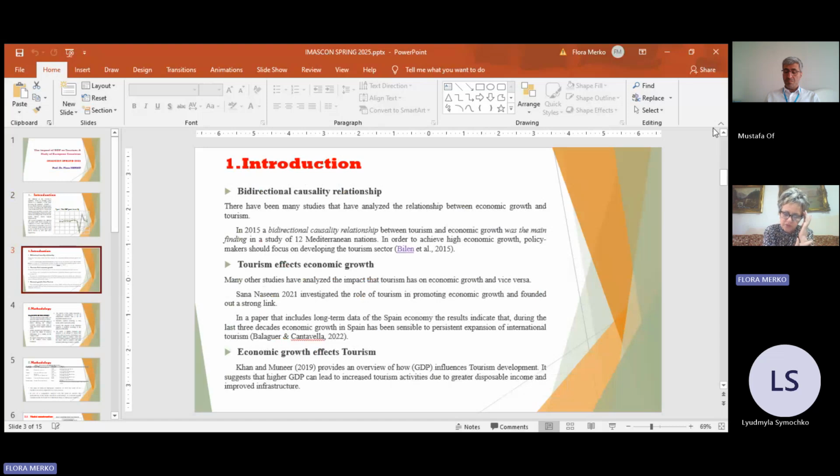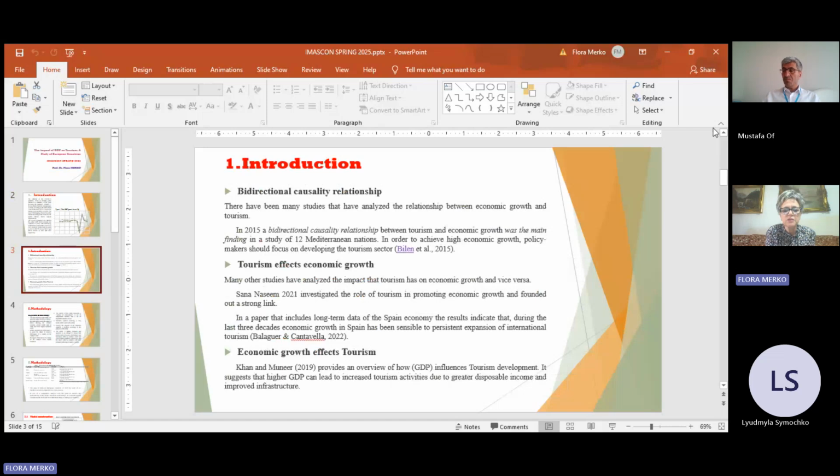As an introduction, we have to say that there is a bidirectional causality relationship between tourism and GDP. In 2015, a bidirectional causality relationship between tourism and economic growth was the main finding in a study of 12 Mediterranean nations. In order to achieve high economic growth, policymakers should focus on developing the tourism sector. On the other side, tourism affects economic growth. Many other studies have analyzed the impact that tourism has on economic growth and vice versa.